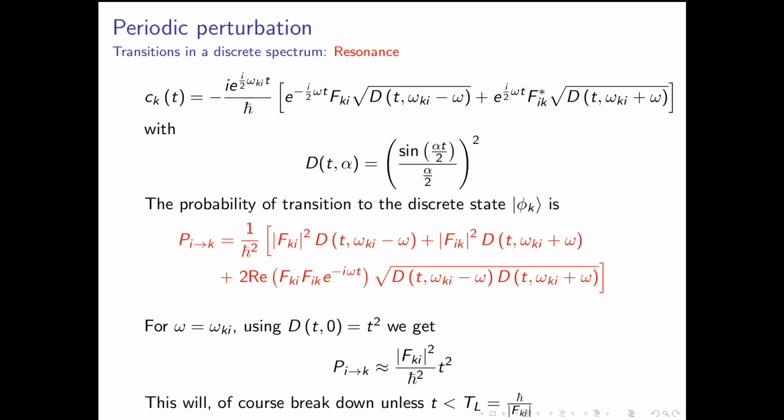but at least we can say that when t is much smaller than this threshold time capital TL, you are going to get this quadratic growth of the probability of transition to this other level.